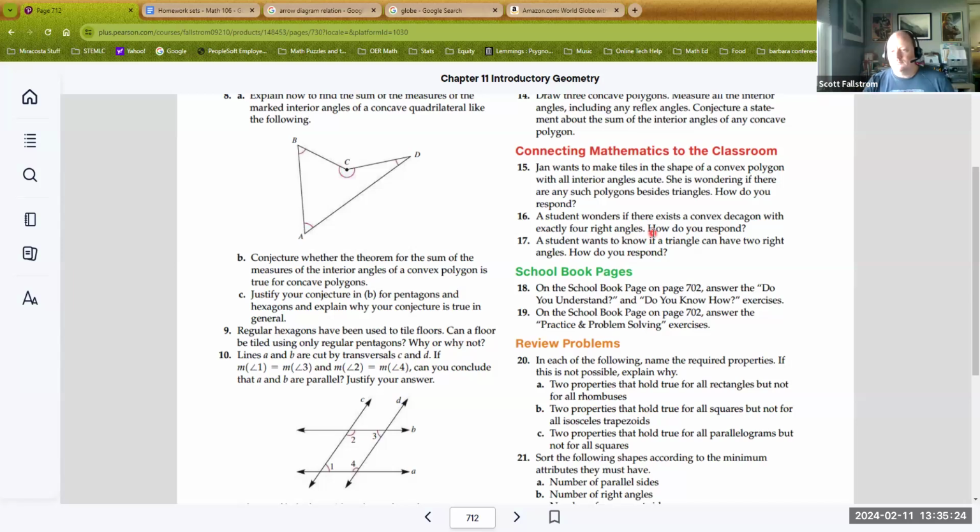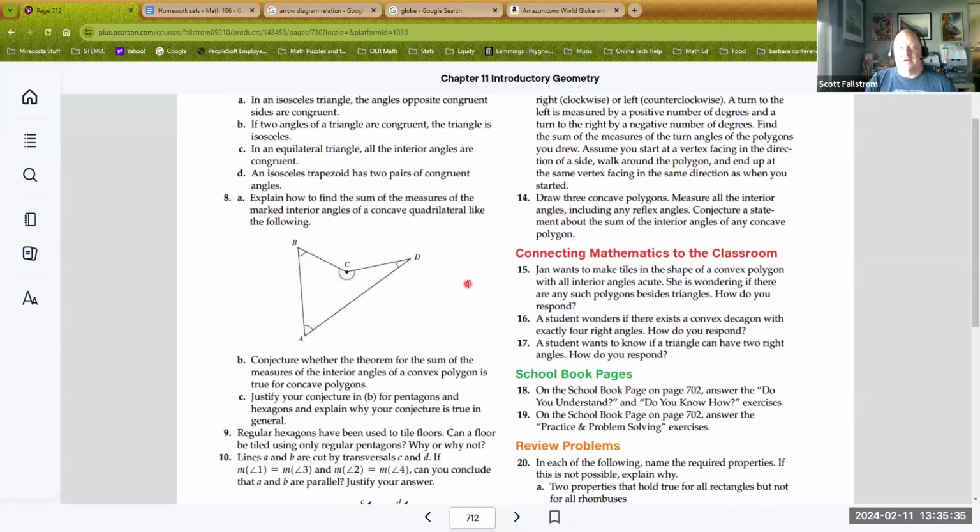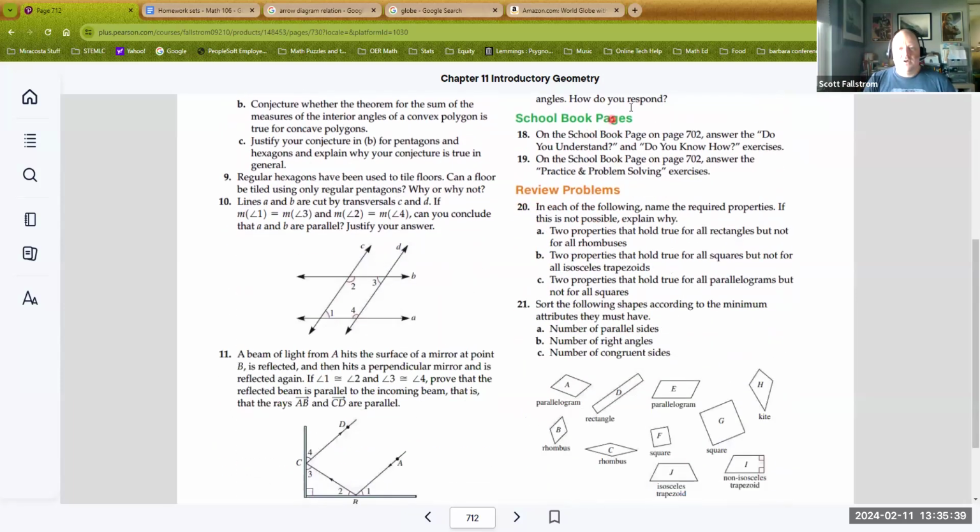And a student wants to know if a triangle can have 2 right angles. Again, this links back a little bit to the one on the previous page, but that one was using exterior angles, and we want to use interior angles now. Okay, so that is the big pieces.